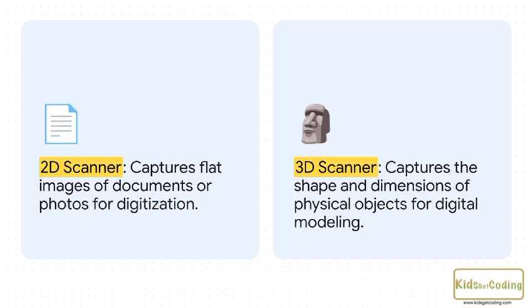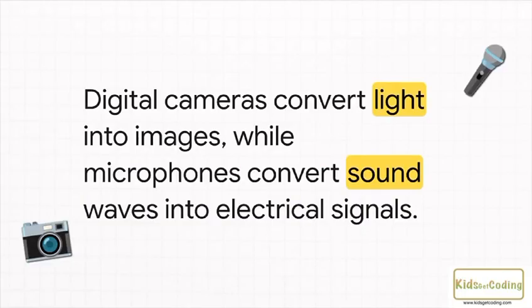Just think about your smartphone for a second. It's a master of reality capture. It uses a digital camera to turn light into an image made of millions of pixels and a microphone to turn sound waves into digital signals. These two little input devices are constantly working to bring our world into our digital lives.